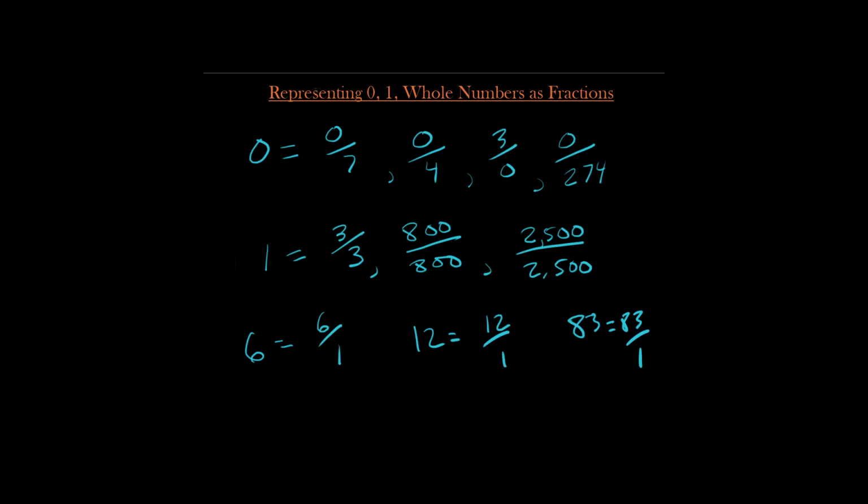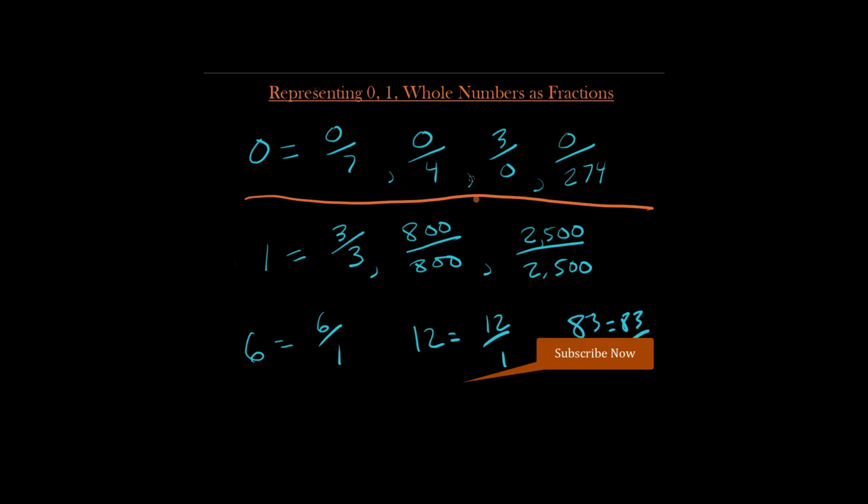So our first row across is how to represent 0. If we want to write 0 as a fraction, all we have to do is put a 0 in the numerator or a 0 in the denominator. Because we have to remember with fractions, this little bar, the fraction bar, is really divided by. That's really what these are. So the fraction bar is really just division.